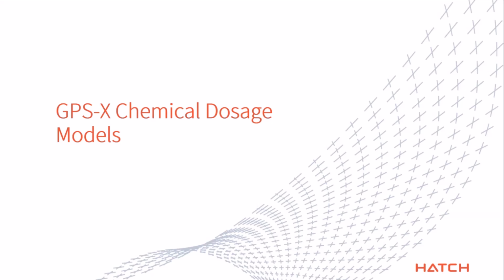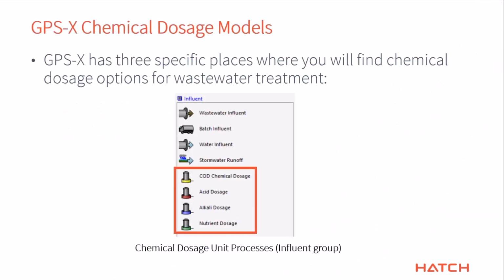Okay, so I'm going to run through a whole lot of different things here in short order, and these are designed to sort of show you where you can find all of the options that you have. As you know, GPSX has a lot of different unit process objects, and we have a lot of menus, so I'm going to take you through a tour of where to find all the good stuff.